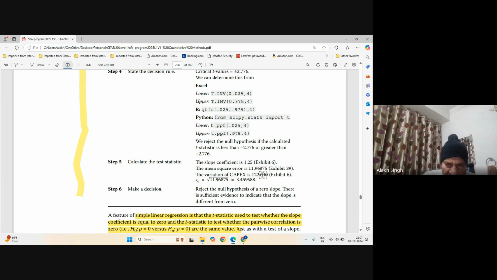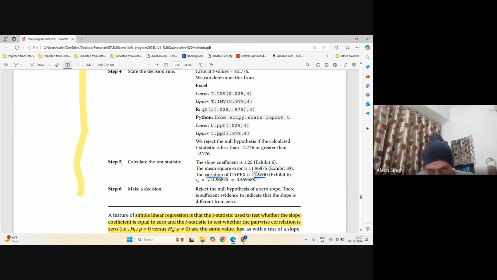This one was variation, meaning variance was 122. It shouldn't be variation, it should be variance. Xi minus x bar is not variation. This 122 is our variance. So the square root of this becomes 11.96. Okay, let me check it further. What does it want to tell here?